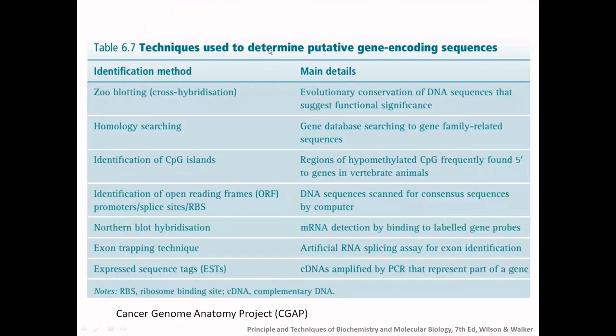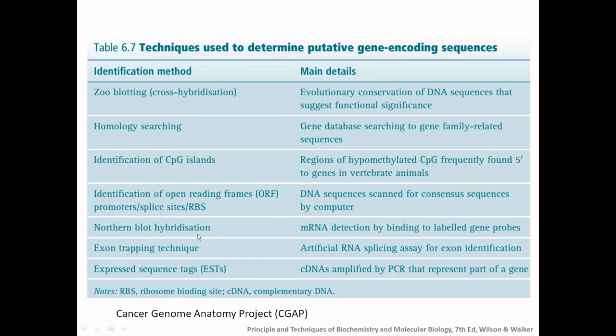And these are the various techniques to determine putative genes, meaning genes whose function is not known, in the coding sequence. Zoo blotting: it is the evolutionary conservation of the DNA sequence that suggests functional significance. Homology searching: gene database searching for gene family related sequences. Identification of the CpG island: region of hypomethylated CpG frequently found 5' to genes in vertebrate animals. Then identification of the open reading frames, promoters and splice sites: DNA sequence scan for consensus sequences by computers.